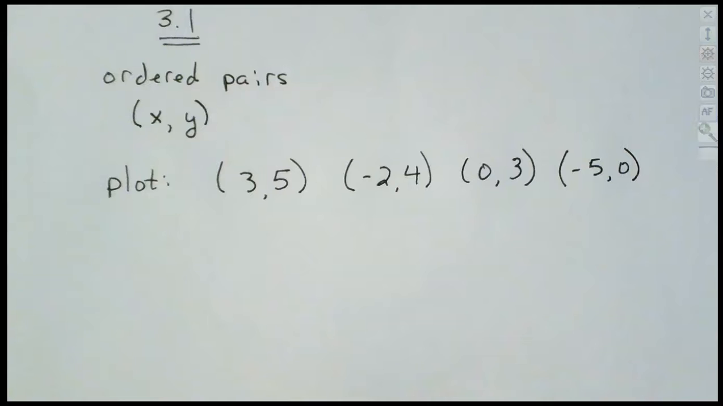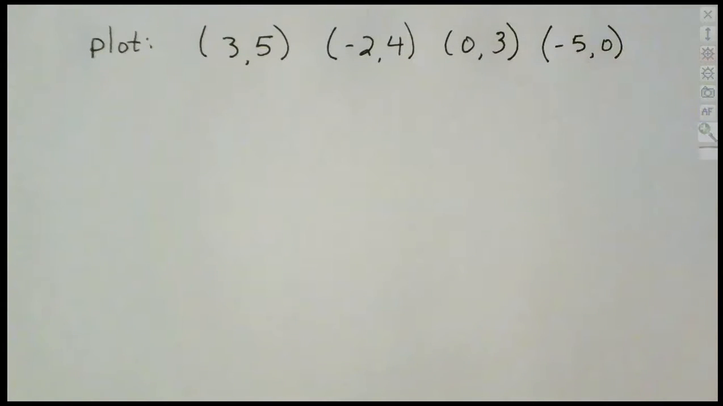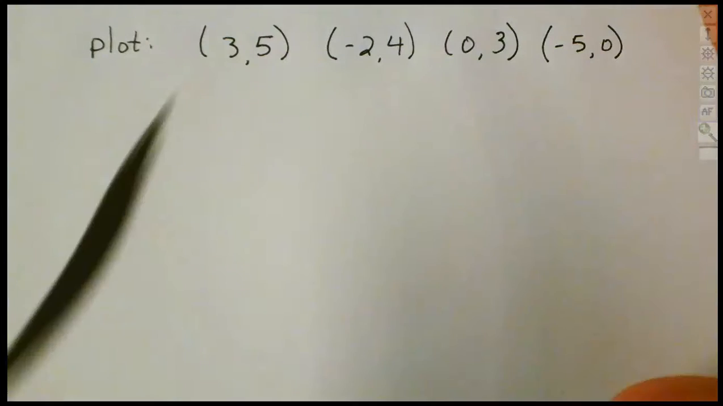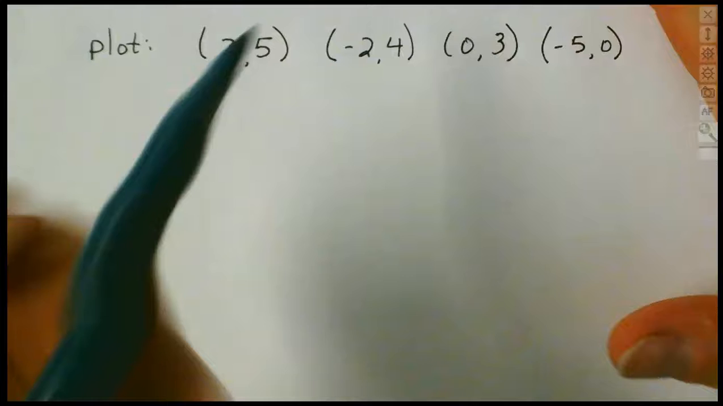Now, there is a difference between plot and graph. When I say graph, that means we connect them together and we make a line. When I say plot the points, I just find where they are on our coordinate system, and I put a dot where they belong. So let's plot these points. We're not going to connect them together. The only time that we connect them together is when we have the word graph involved.